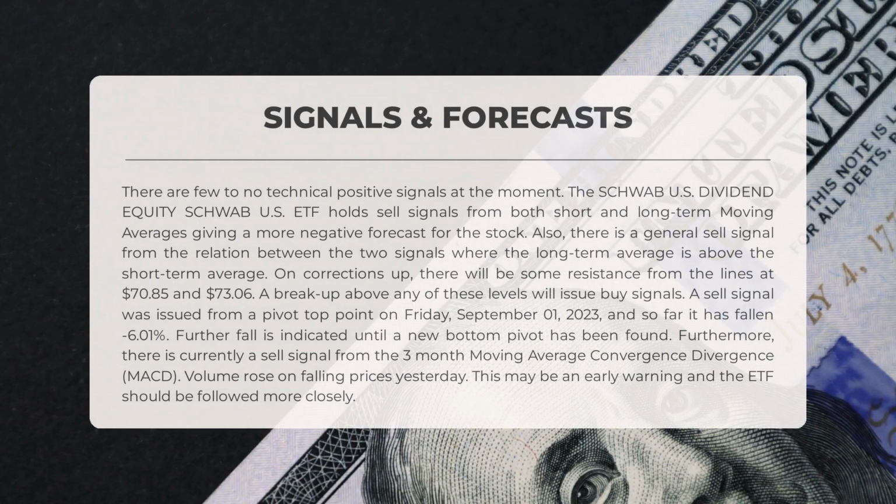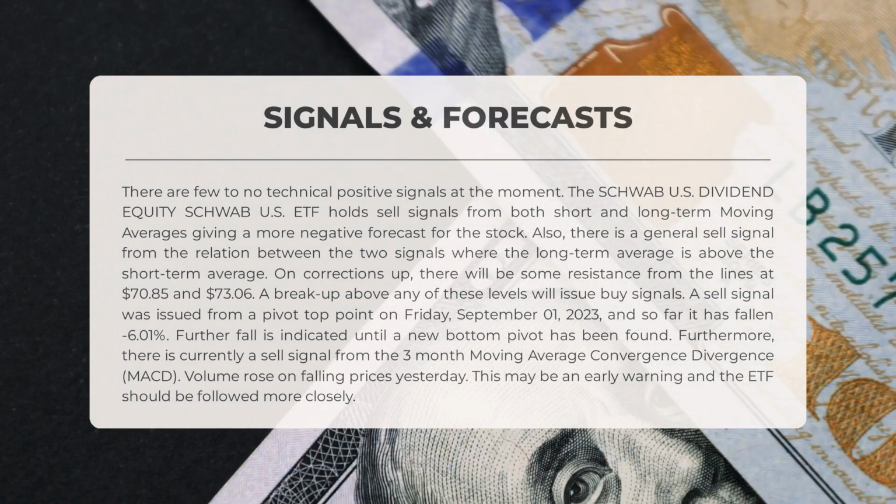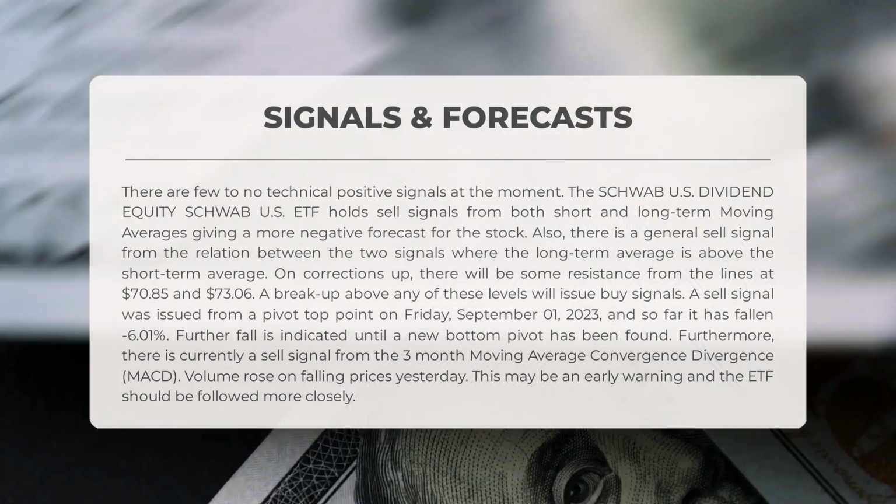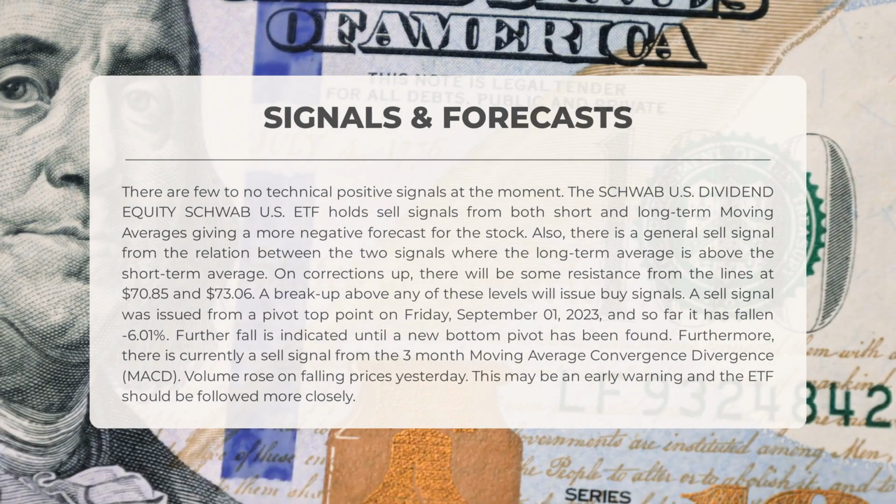Let's talk about SCHWAB U.S. Dividend Equity ETF. Currently, we're not seeing many positive signs in terms of technical analysis. Both short and long-term moving averages are giving sell signals, indicating a more negative outlook for the stock. In addition, the long-term average is above the short-term average, further confirming the sell signal.